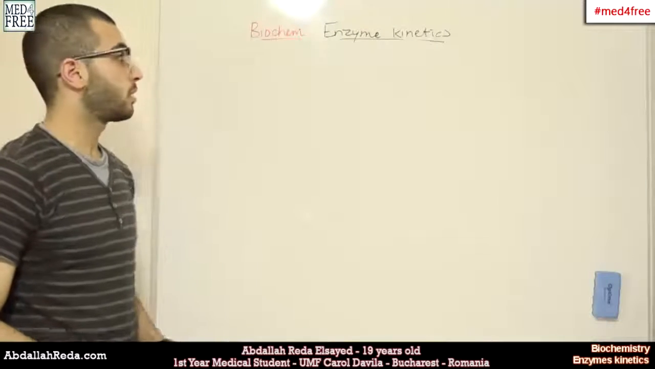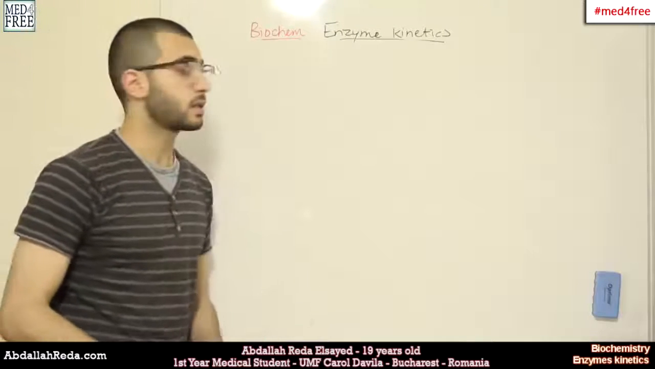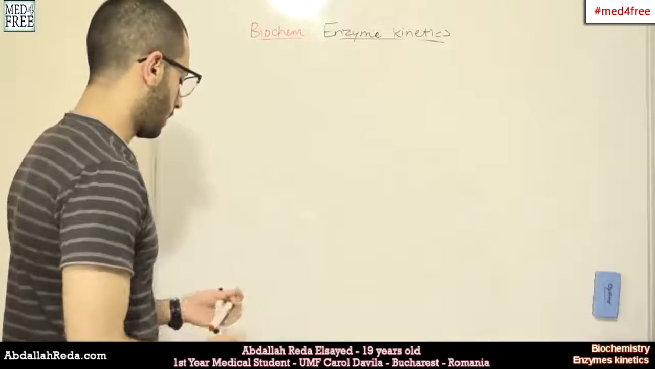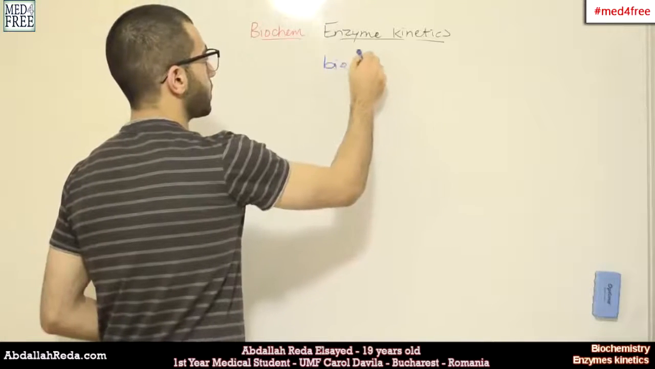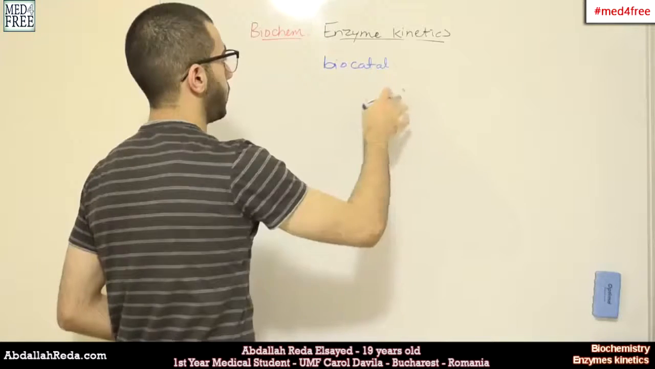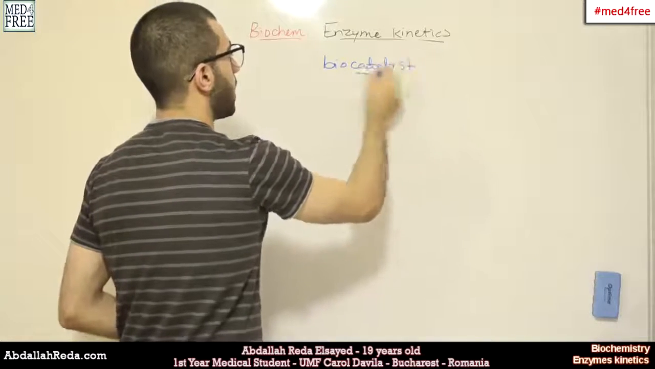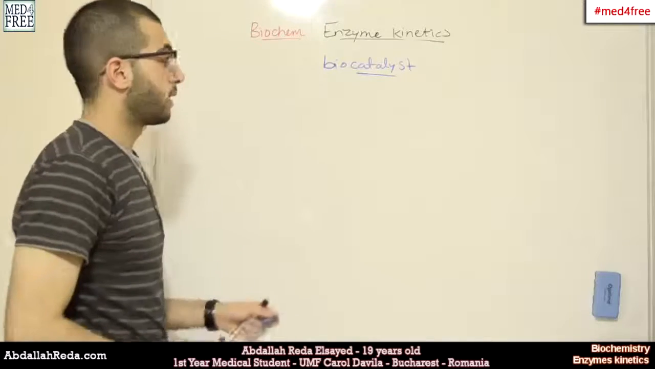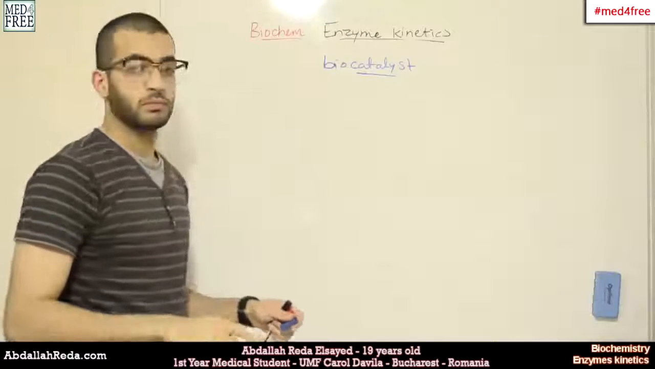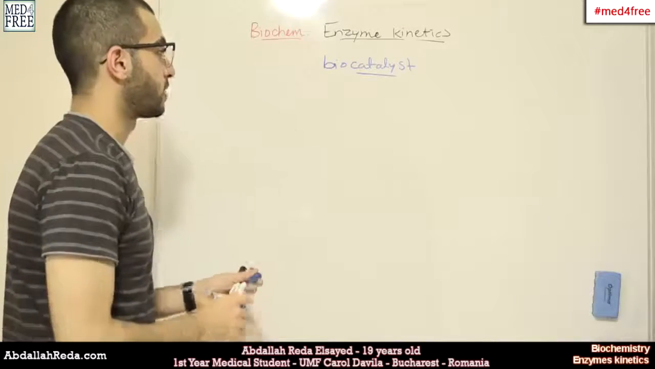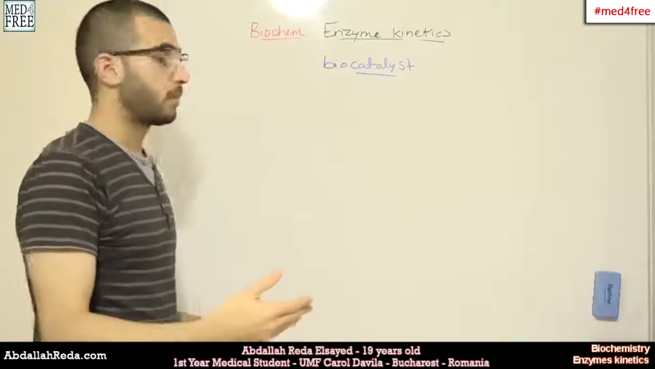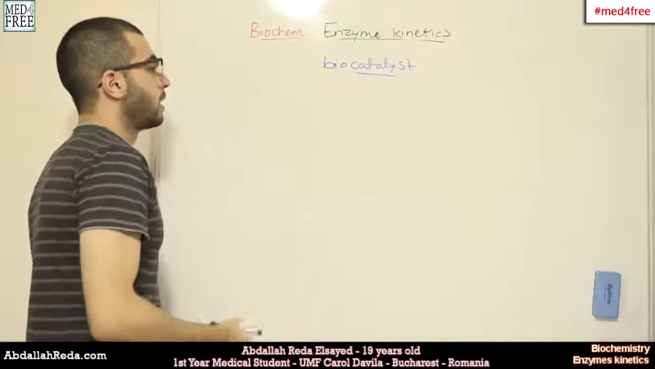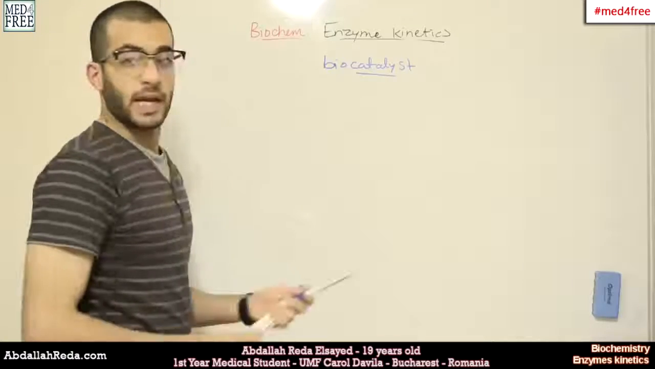This time we're going to talk about enzyme kinetics. Enzymes are biocatalysts. They are made out of proteins, and they speed up or accelerate biochemical reactions without altering themselves. So they don't change at all, they just speed up the biochemical reactions, and they decrease the activation energy.